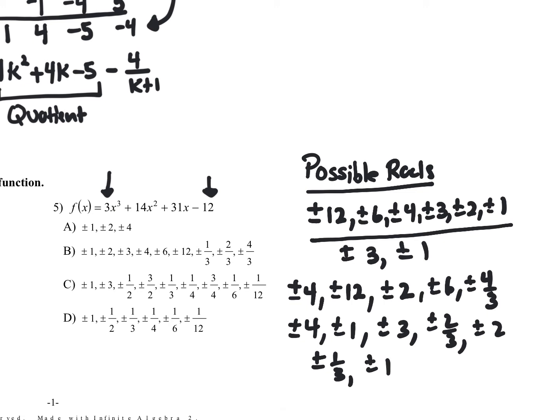So let's eliminate the answers we know that definitely are going to be wrong. A doesn't have enough of the list that we have. And in our list, we don't have 1/12.